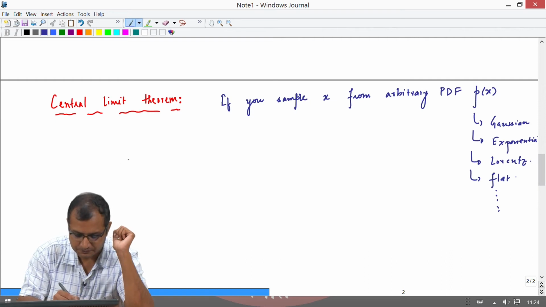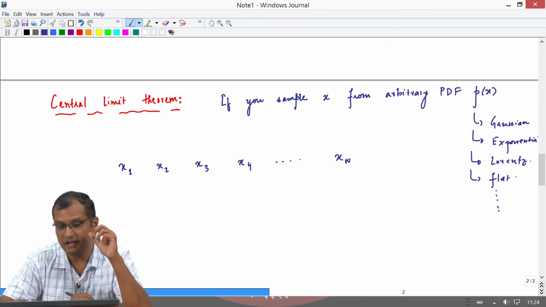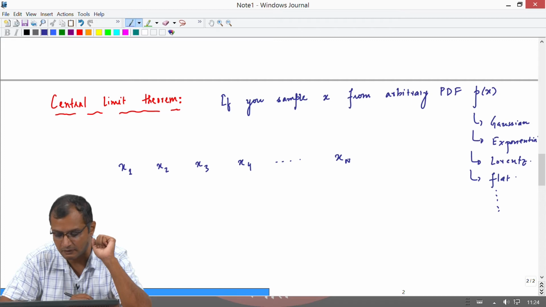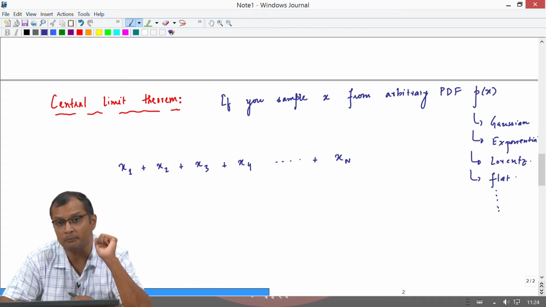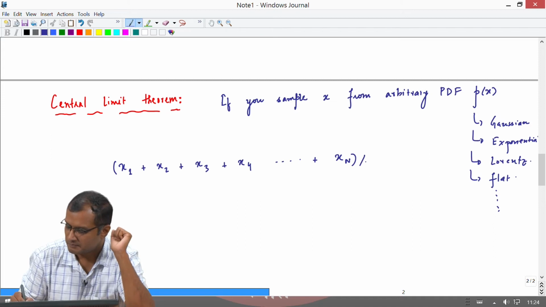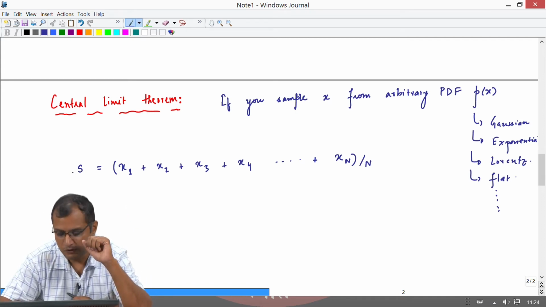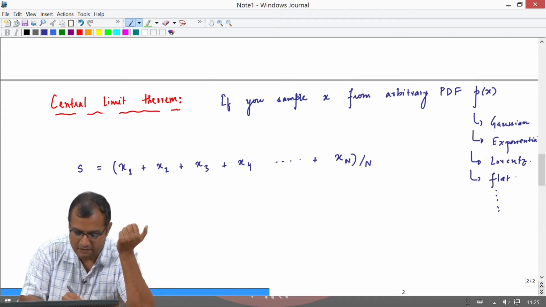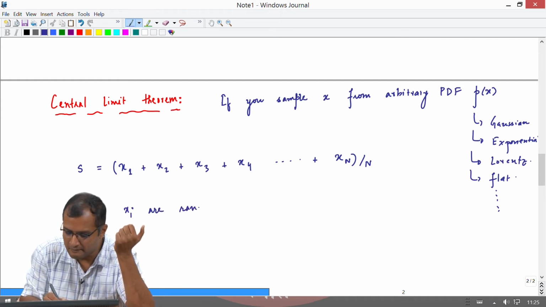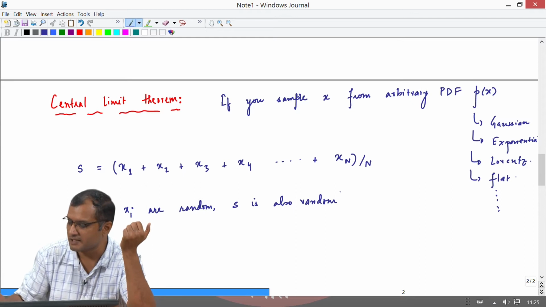Let us say you take n variables x1, x2, x3, x4 all the way to xn. You take n random variables from this distribution p of x, okay, and you compute the sum, okay, and take the mean of this sum and call it a new variable s. Okay. So, since all of them, x1 to xn, were random in nature, s is also random. The sum of random variables is also a random variable.